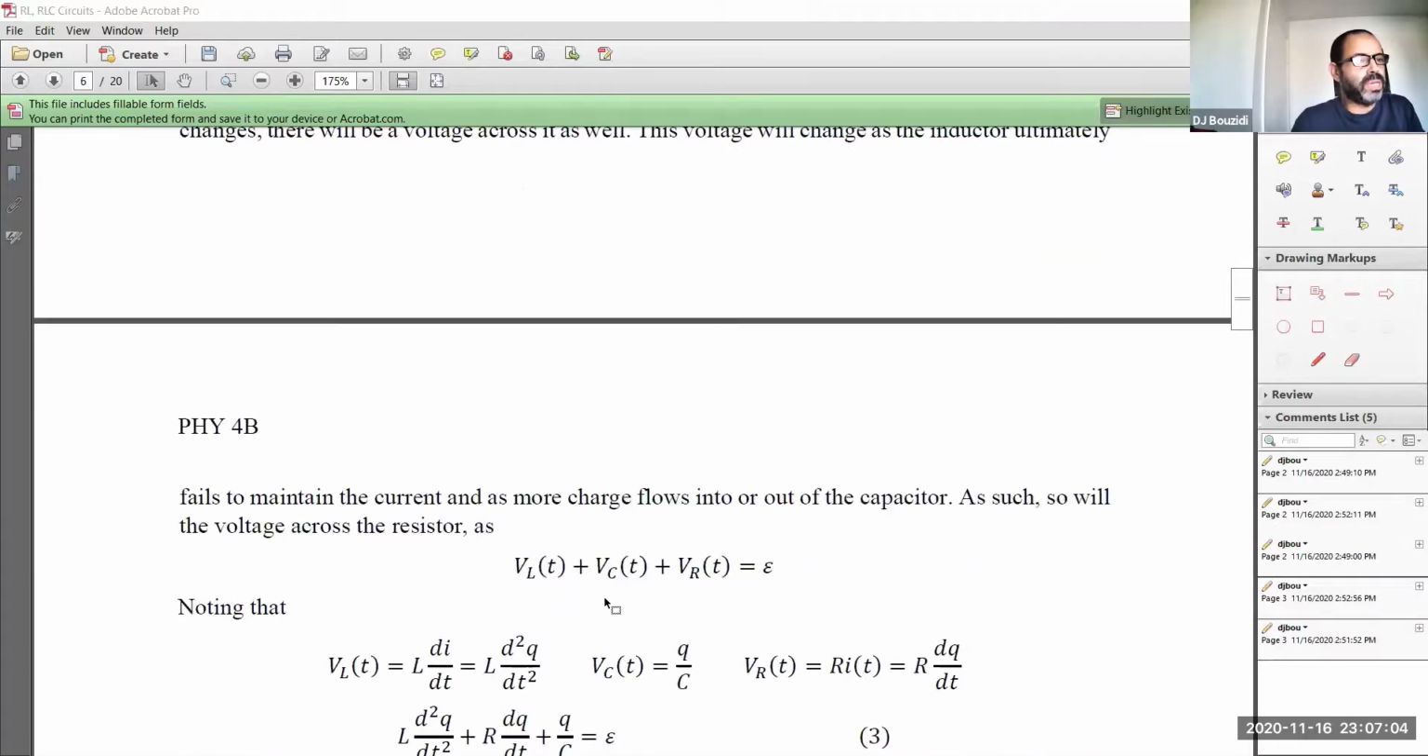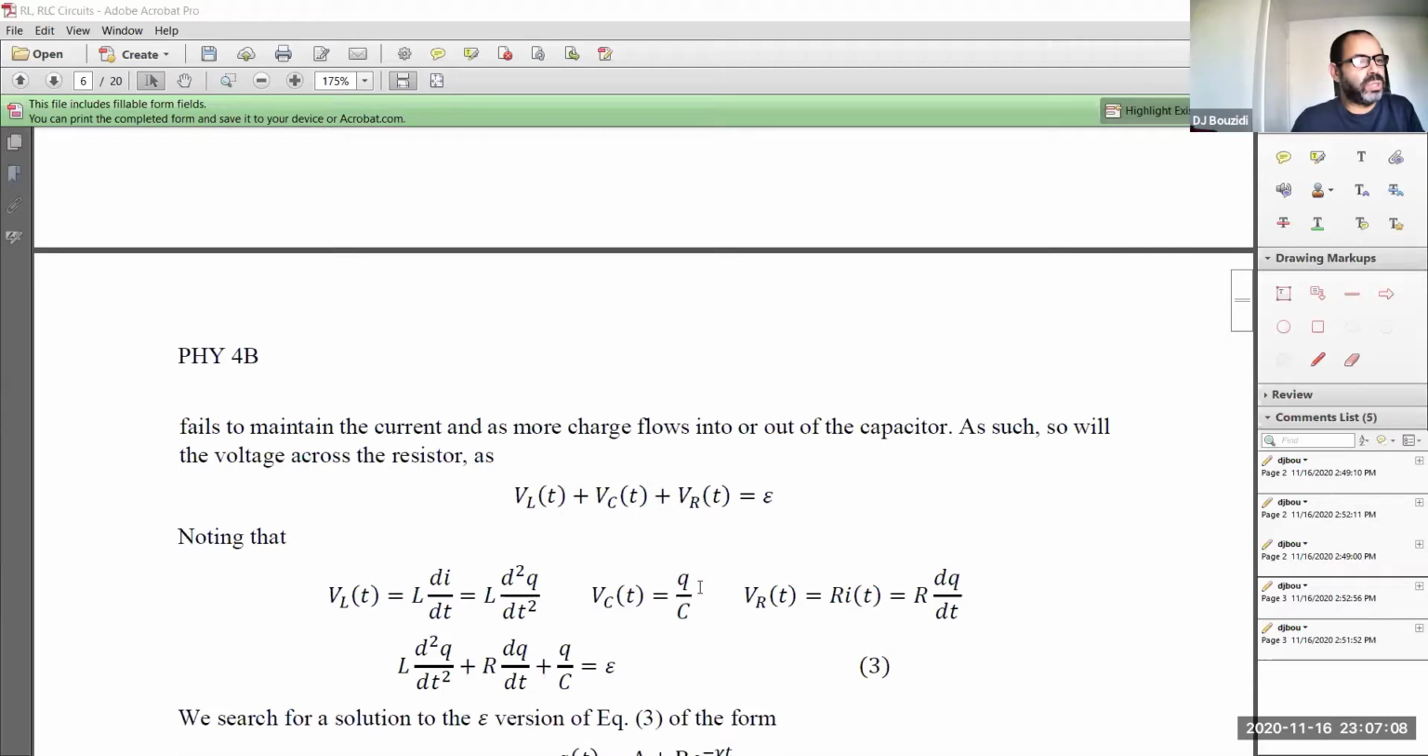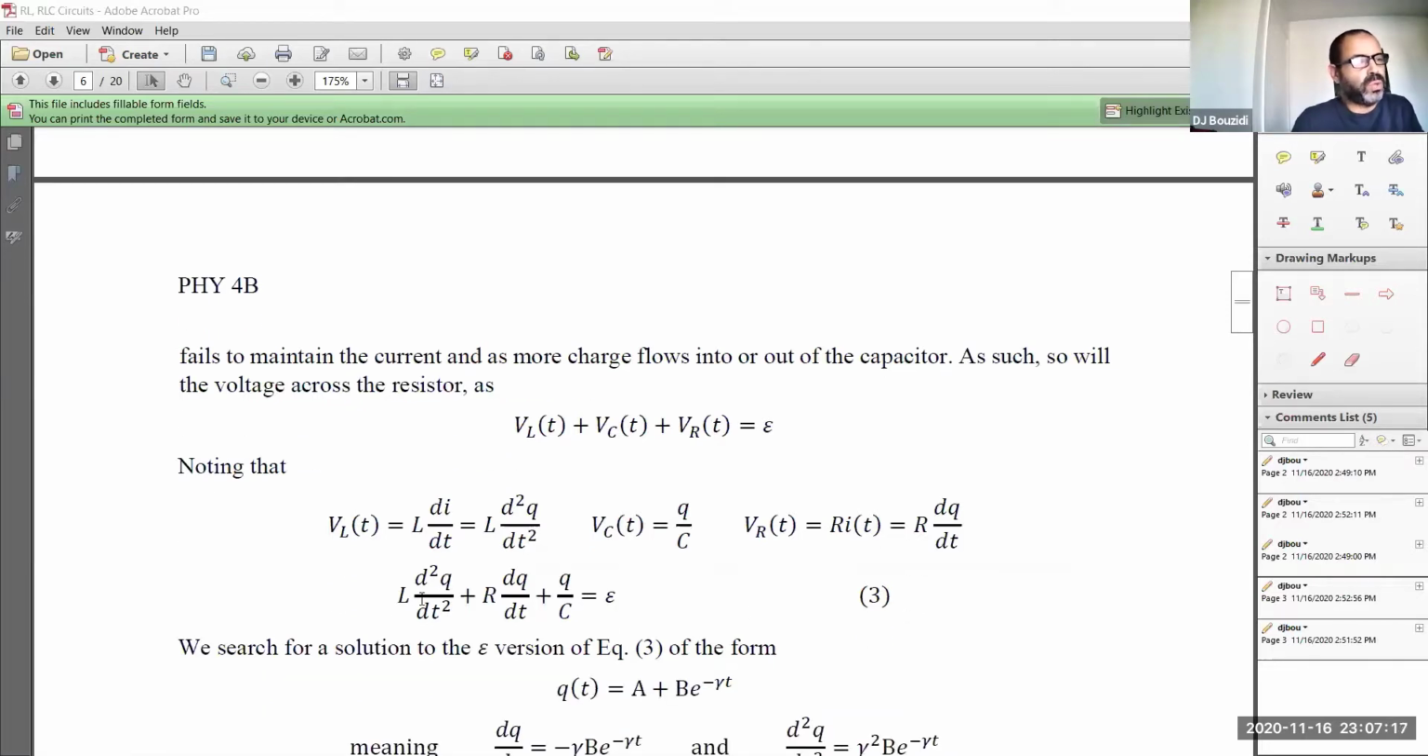So the equation is similar, except now you have a capacitor. The capacitor voltage is Q over C, and the VL is L times d second Q over dt squared, and R is similar to what we did in class earlier. So the equation would look like this, basically, that you're supposed to solve.